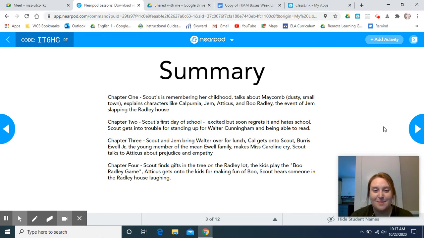All right, and then chapter 4. So chapter 4 is a very short chapter, which you guys would have read last week or this week. But this is when Scout starts to find all of the tree gifts that are on the Radley lot. And so she gets out of school like 30 minutes earlier, and she's walking home. We know the Radley house is 2 doors down from hers, and she finds a piece of gum that's in a knot hole in the tree.